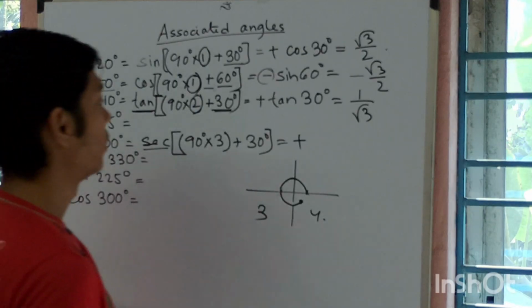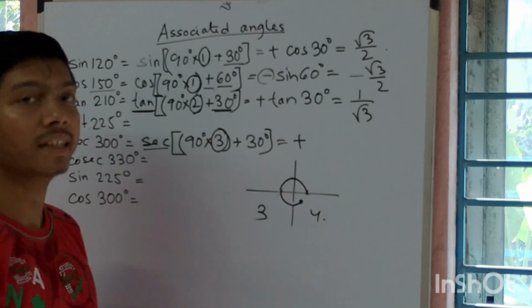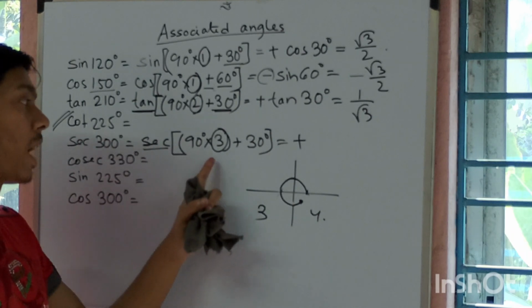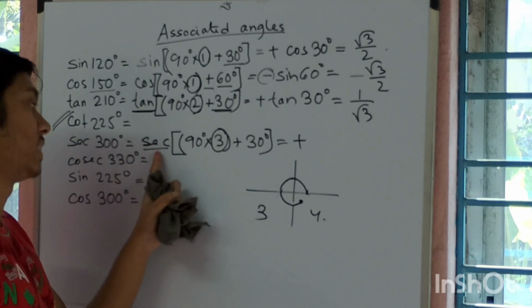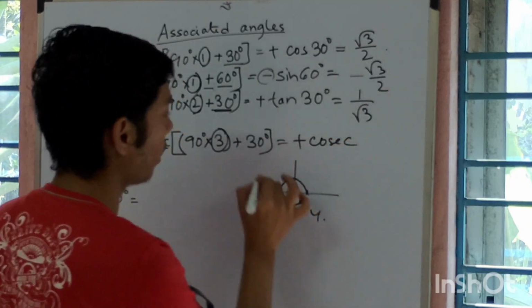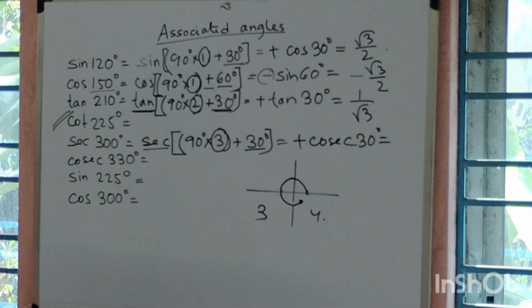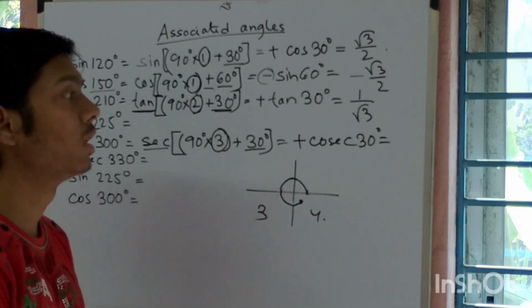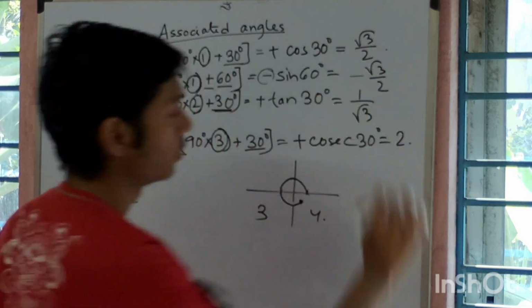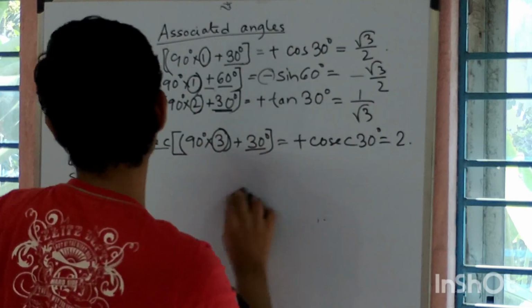Okay. Now 90 degrees multiplied with 3, which is an odd integer. So if 90 degrees is multiplied with an odd integer, then sec will be transformed into cosec. So it will be cosec of this one, which means 30 degree. So what is the value of cosec 30 degree? Cosec means 1 by sine, and sine 30 degree means half. So it will be 2. Fine. Okay. Now go to the next one.